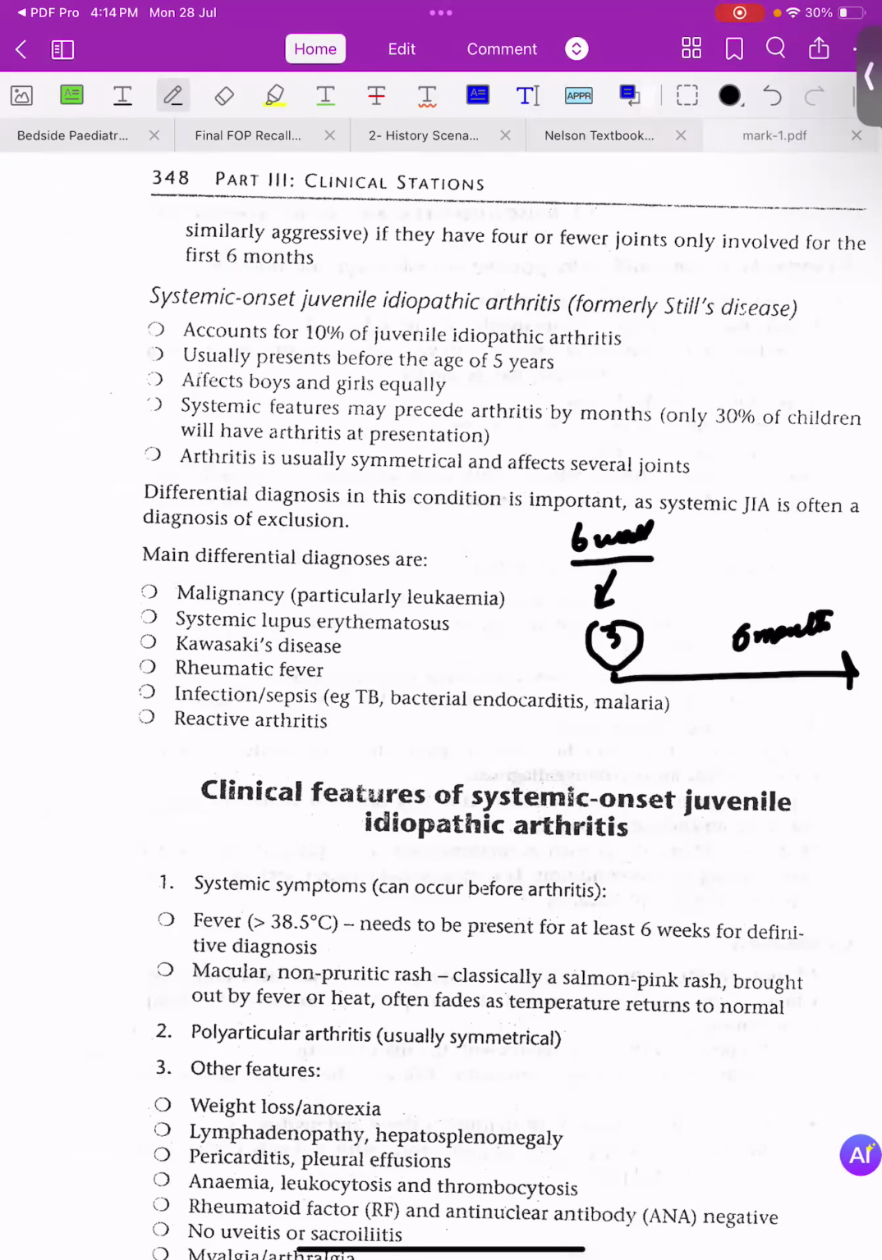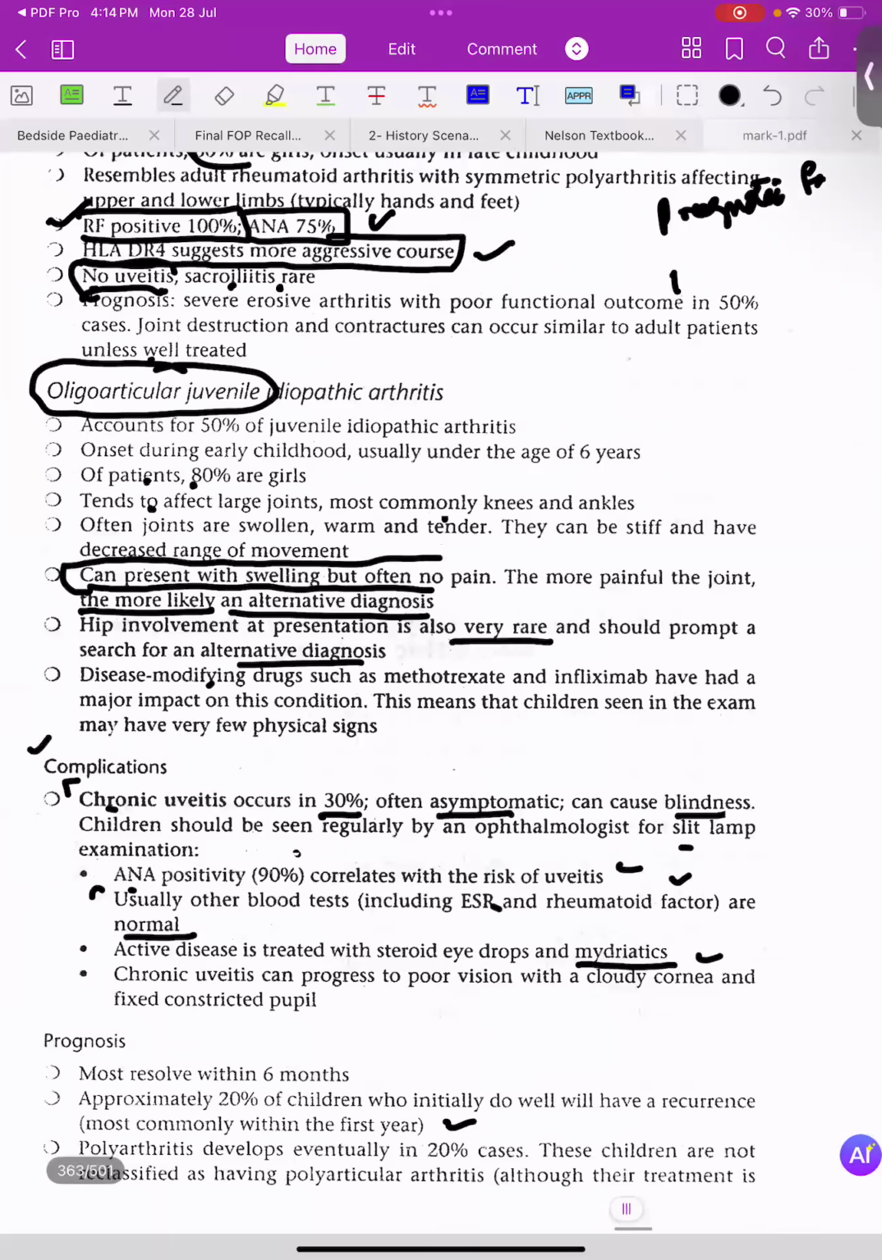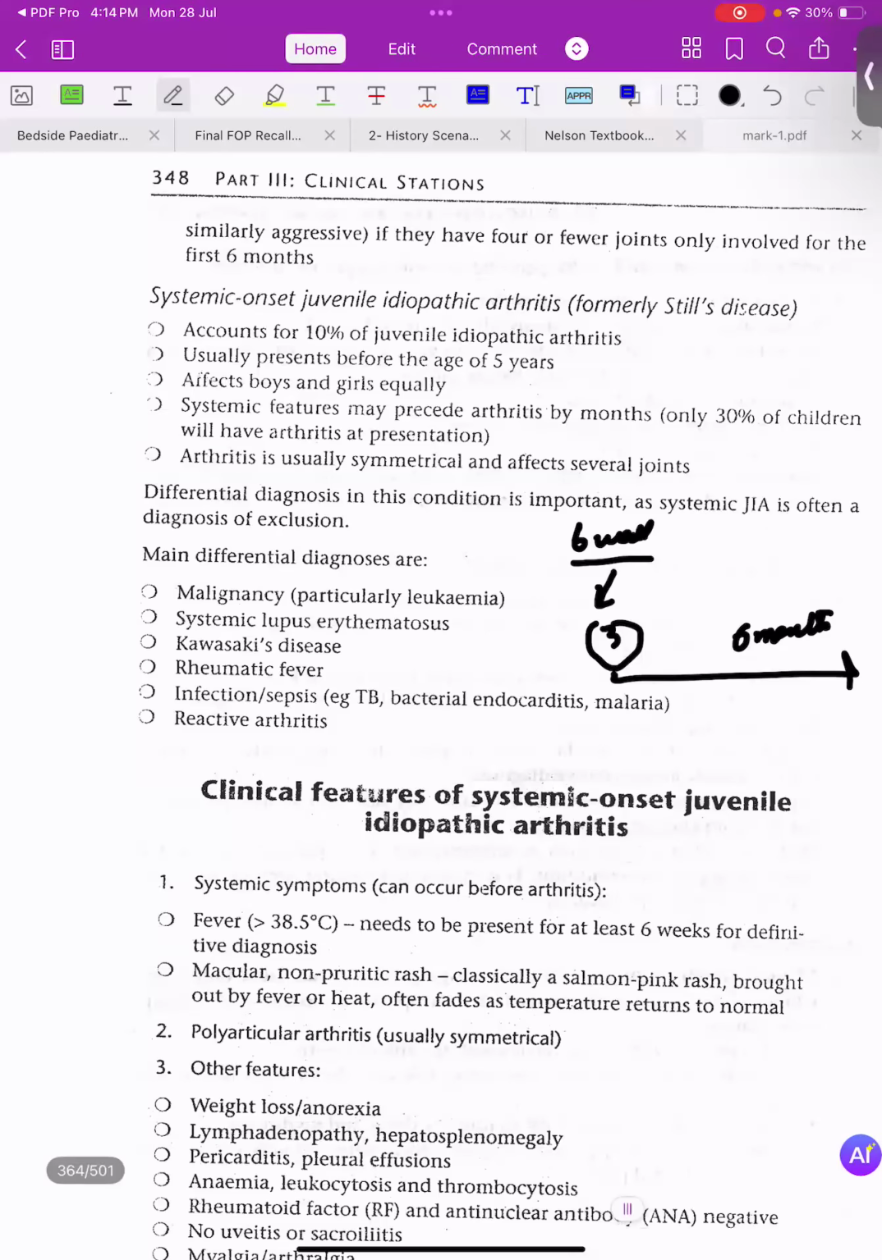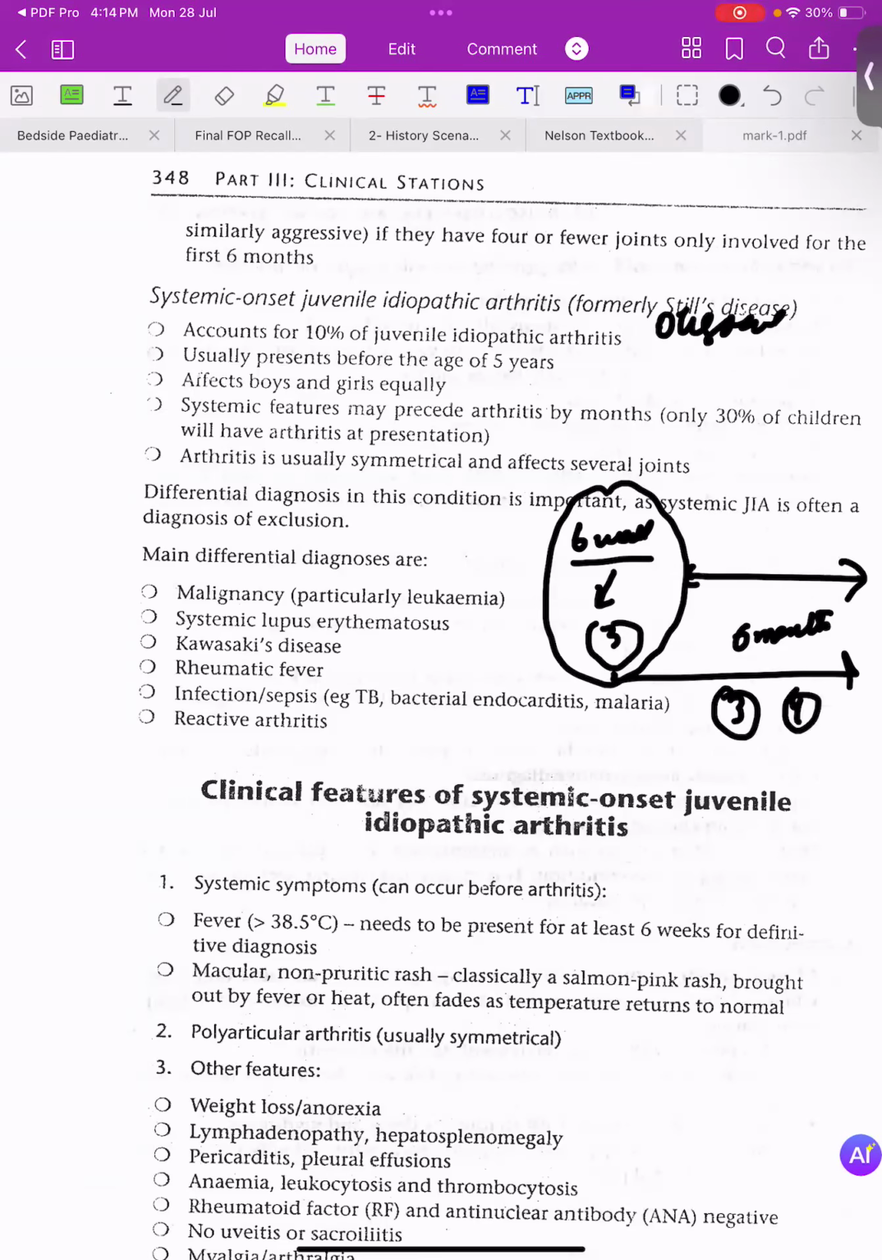What happens in extended and what happens in persistent oligoarticular JIA? Initially it was fewer than 4 joints involved, so I have decided this is a case of oligoarticular. Over a period of 6 months, I have seen just 3 joints involved, or just 4 joints involved. I have labeled this a case of oligoarticular. This is a case of persistent oligoarticular: it started as oligoarticular and remained oligoarticular over a period of 6 months.